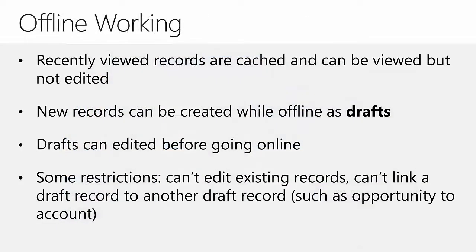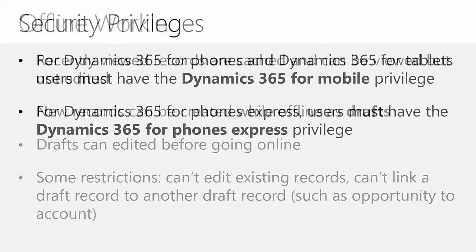Drafts are available in the Dynamics 365 for Tablets app and the Dynamics 365 for Phones app, but not on the Dynamics 365 for Phones Express. Drafts are offline records that users can create on their mobile device and then synchronize those records to Dynamics 365 later on when a connection to the internet has been restored.